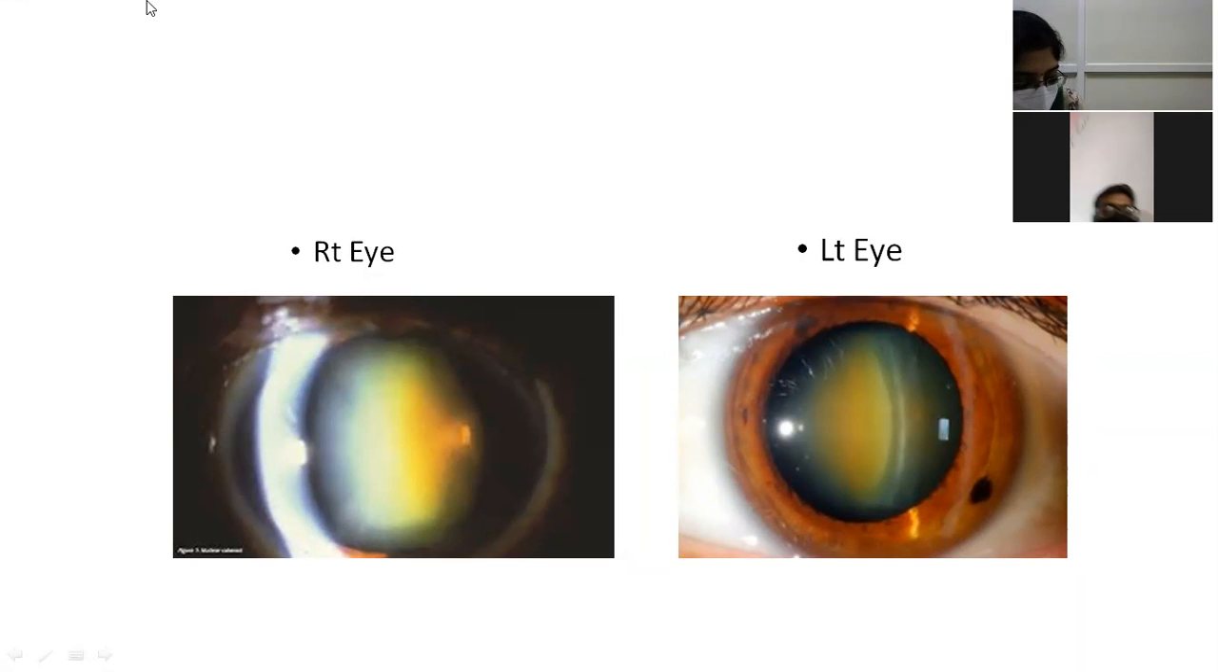Steroids, especially when consumed systemically, will cause cataract. What will they cause when consumed topically? When steroids are instilled topically, they have a chance of causing glaucoma. Okay. Systemically consumed steroids will have a higher chance of causing cataract.